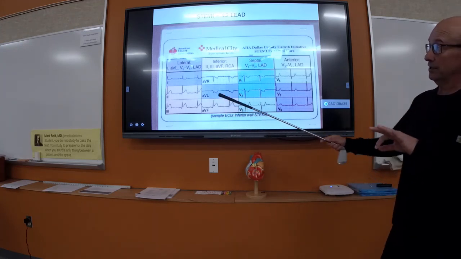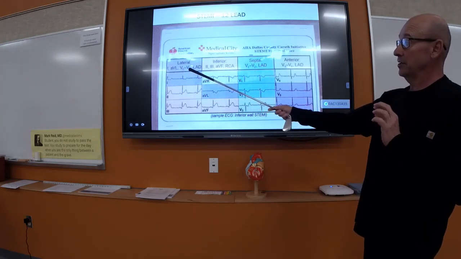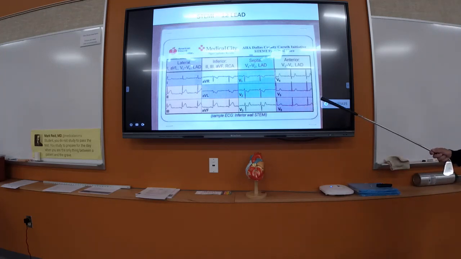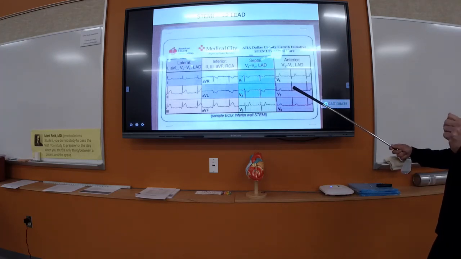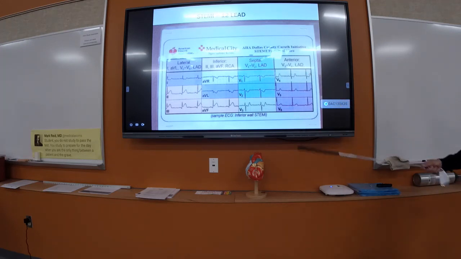The lateral part is lead 1, aVL, and then V5 and V6. Okay. Eventually you need to know this for the PCT stuff, okay, but not right now. And then anterior, you have V3, V4. So in a STEMI, ST elevation MI, we'd look for ST elevation in 2 or more consecutive leads.